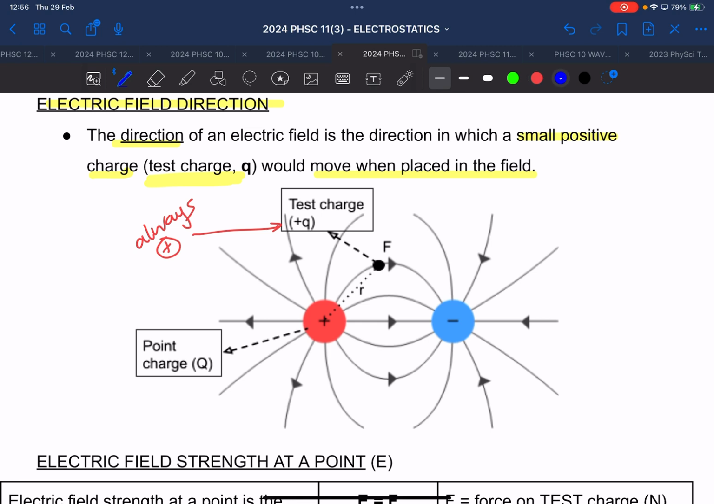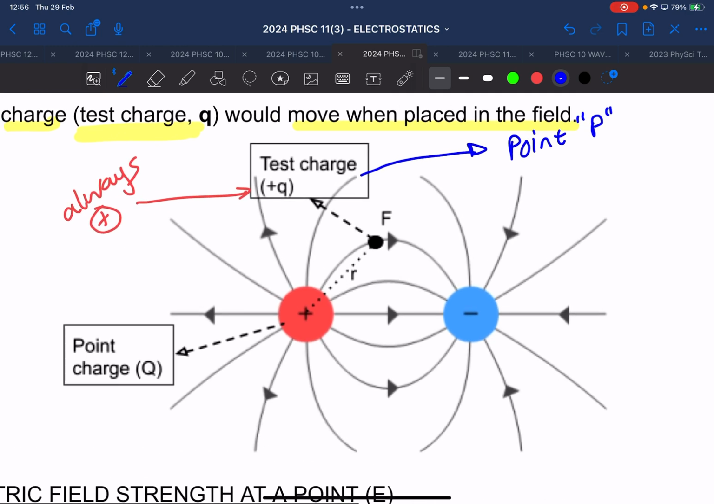And sometimes they don't call it a test charge. Sometimes they just call it a point: point P or point Q or point Z or point whatever. So they call it a point. Now, we said positive and positive will repel one another, so it will experience a force in that direction. And positive and negative will attract one another. So what is the resultant between those two with the help of the parallelogram method? It is the resultant there between them.